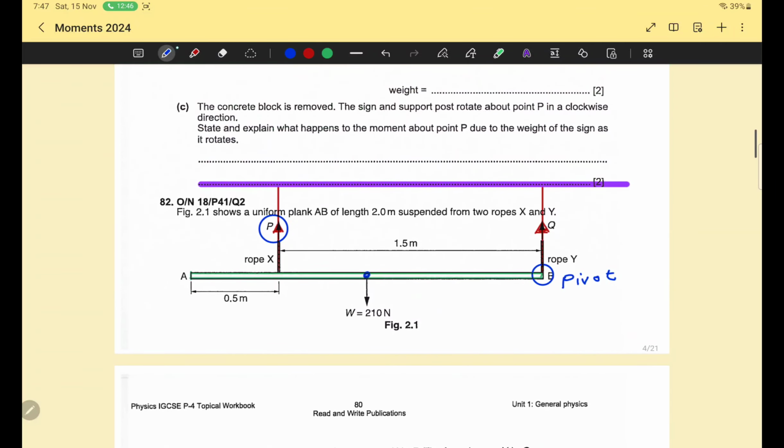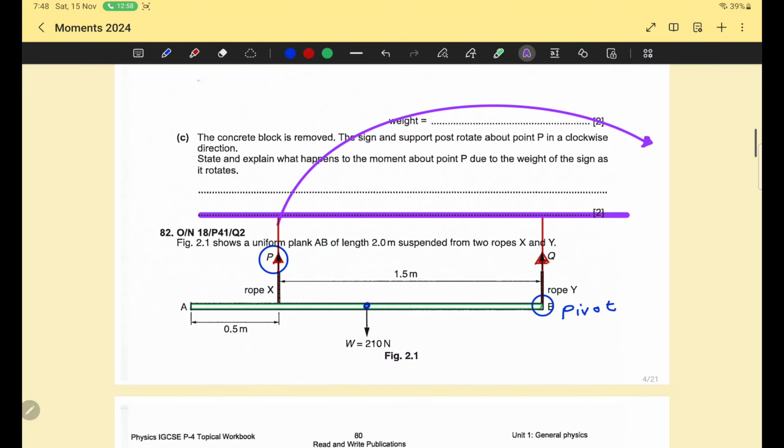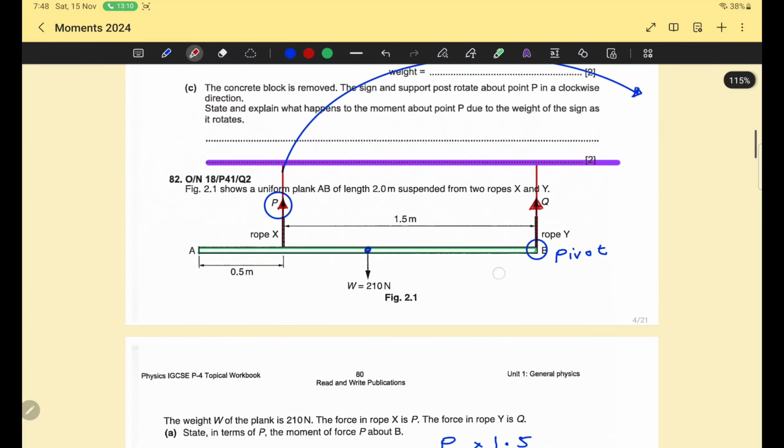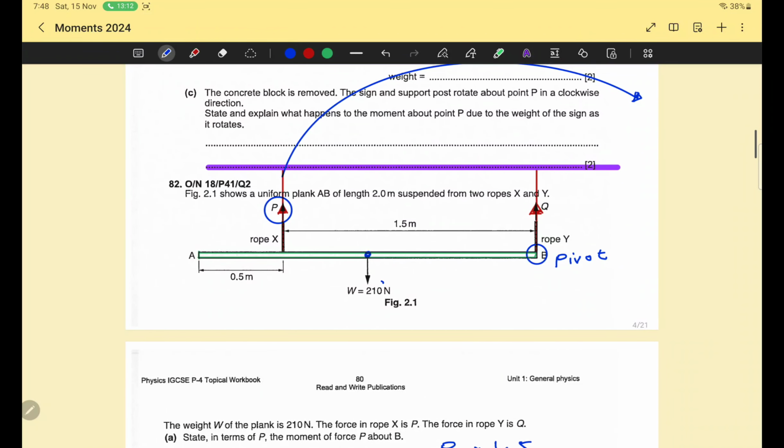And this force is producing clockwise movement around the pivot. This is a pivot. Okay, and now they are asking, calculate moment of W. Now we are calculating moment of W. This is W, and this is producing anti-clockwise movement around the pivot.